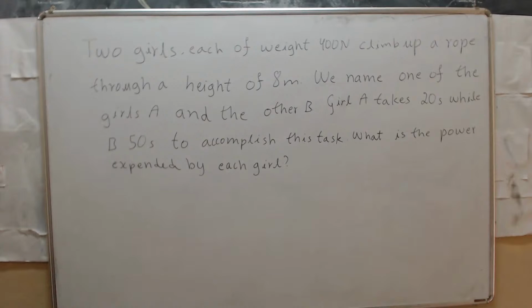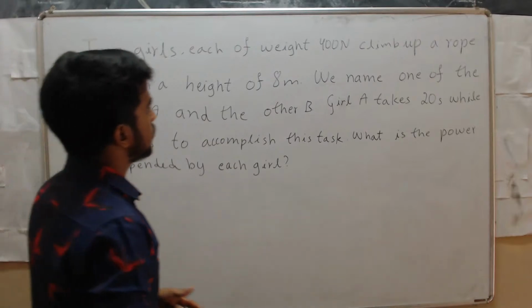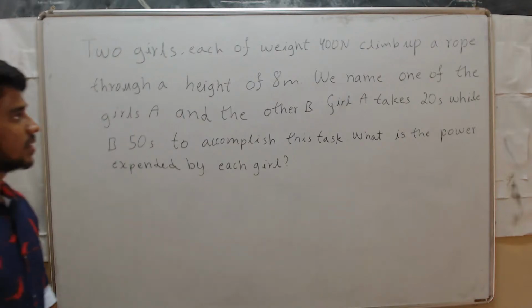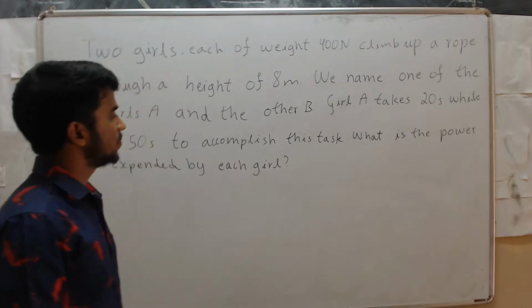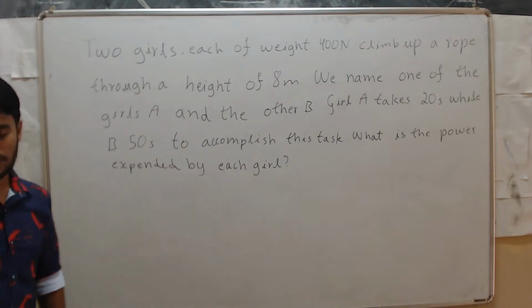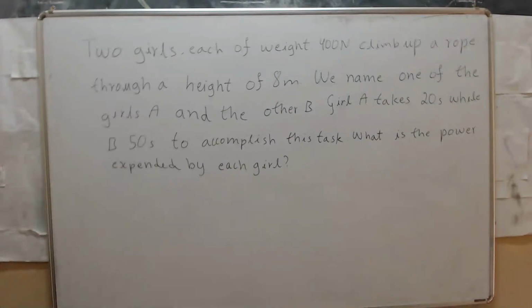Yes, so see here. Two girls, each of weight 400 Newton, climb up a rope through a height of 8 meter. We name one of the girls A and the other B. Girl A takes 20 seconds while B takes 50 seconds to accomplish this task. What is the power expended by each girl? Yes, do it.